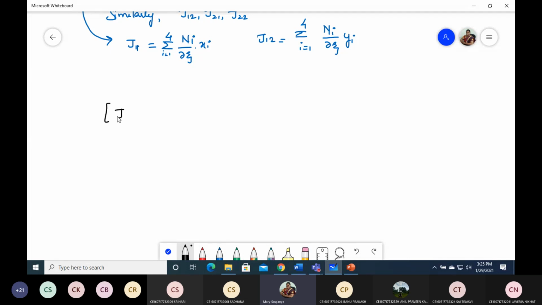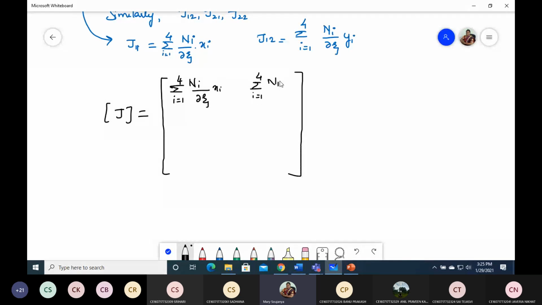Therefore, the Jacobian matrix can be written as: summation of i equal to 1 to 4 of dou Ni by dou xi into xi; summation of i equal to 1 to 4 of dou Ni by dou xi into yi; summation of i equal to 1 to 4 of dou Ni by dou eta into xi; summation of i equal to 1 to 4 of dou Ni by dou eta into yi. Let's take this as equation number 3.